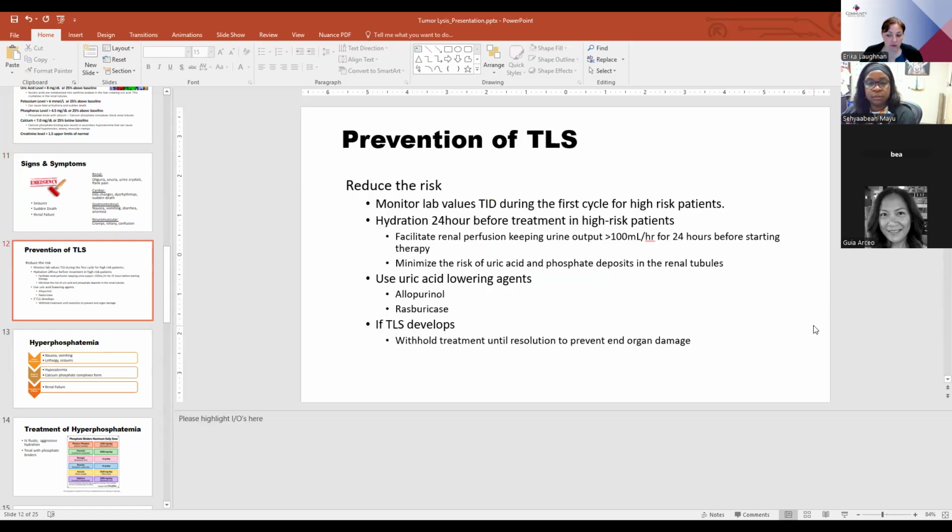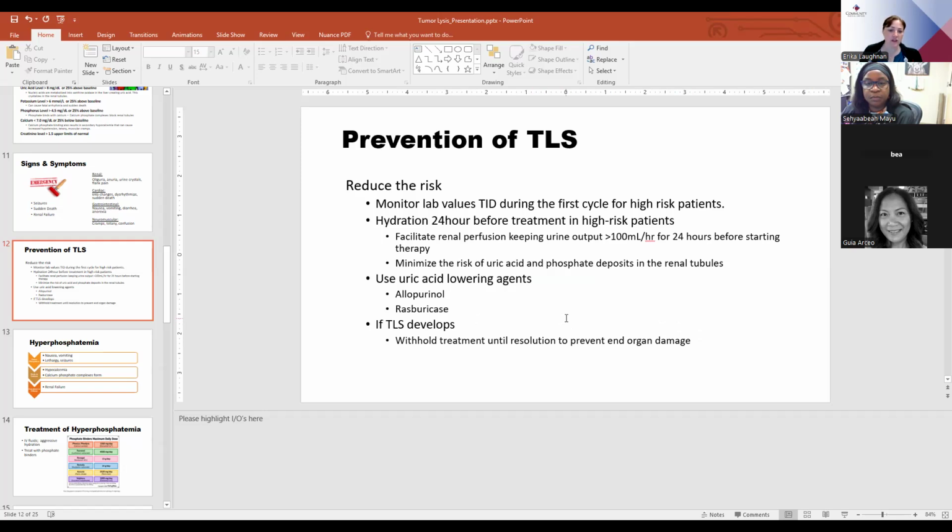Prevention of TLS reduces the risk. So we want to make sure that we are doing everything we can to prevent TLS from happening in our high-risk patients. Well, in all patients, but high risk is where we're going to focus our efforts a lot. We can reduce the risk by monitoring their labs three times a day and aggressive hydration 24 hours before, making sure they have good renal perfusion before we even give them a drug that can mess up their kidneys, right? As long as we have good perfusion, hopefully that treatment will clear quicker and they won't have the tumor lysis syndrome. Or if they do have it, they can clear it faster and recover quicker from it, and it won't be as severe, is our hope here.